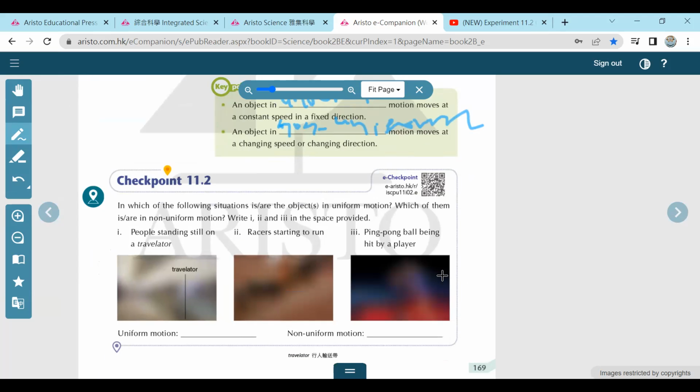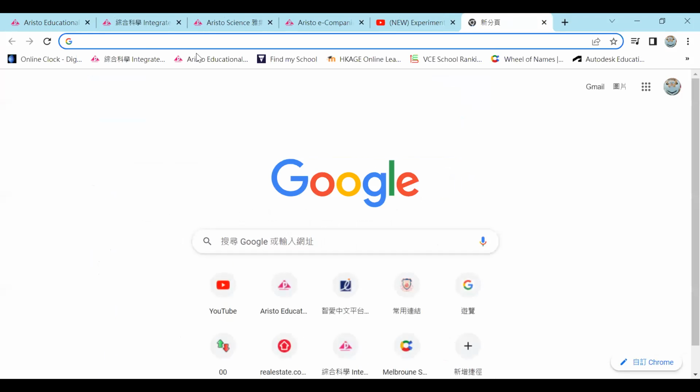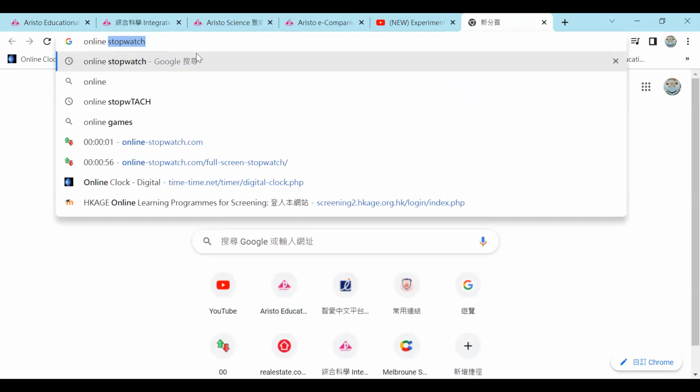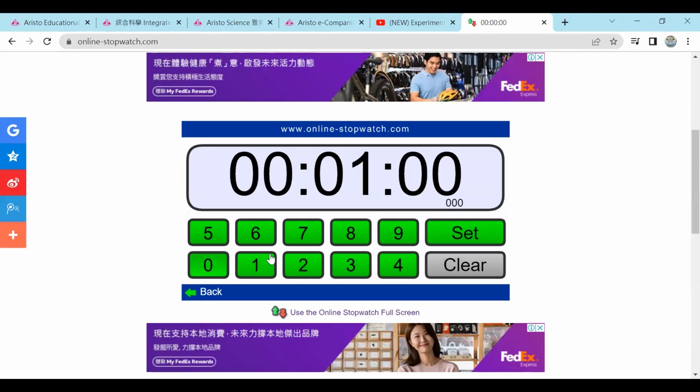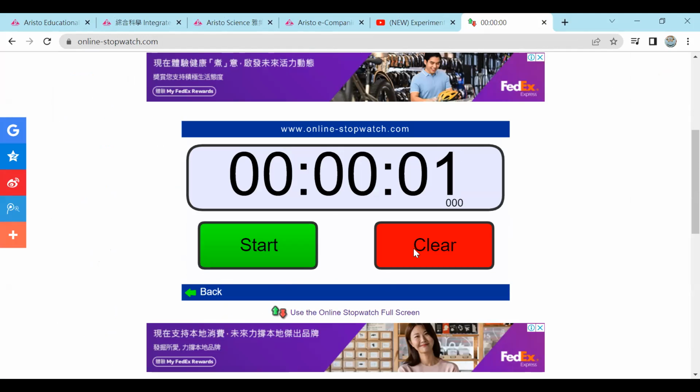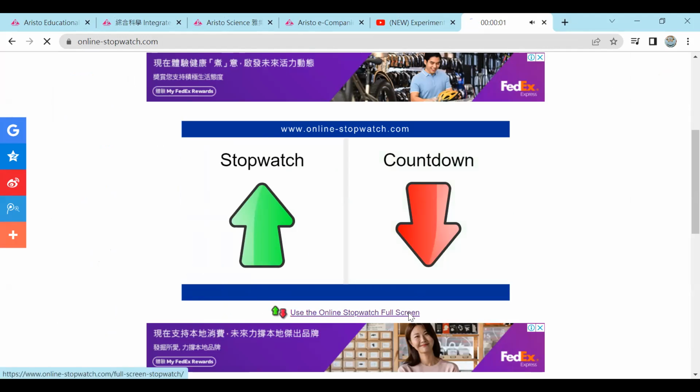Okay, so let's cover this chapter 11.2. In which of the following situations is the object in uniform motion, and which is non-uniform motion? So what are the 1, 2, 3 instances provided? I give you 2 minutes to do it. Okay, give you 2 more minutes.